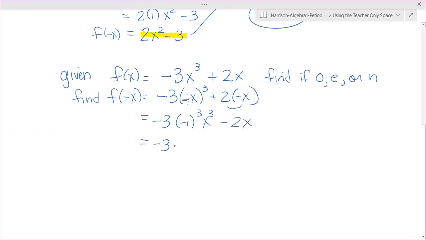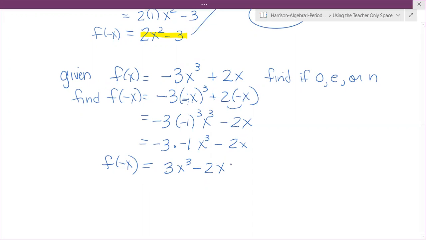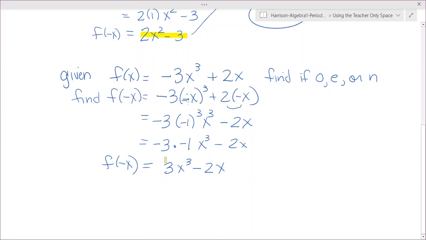So here I have a -3 times -1 cubed is -1. And you can do this part in your head, but sometimes it helps to write it out. And then -3 times -1 is +3. X cubed minus 2x. So what we have found then is that f of -x equals 3x cubed minus 2x. Now let's compare that to what we have at the beginning. So f of x was the opposite of 3x cubed plus 2x. And what do we have as our result? A +3x cubed and a minus 2x.